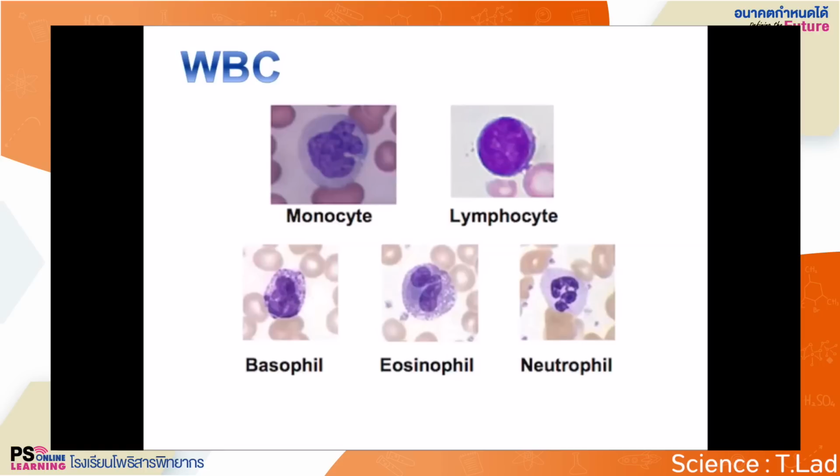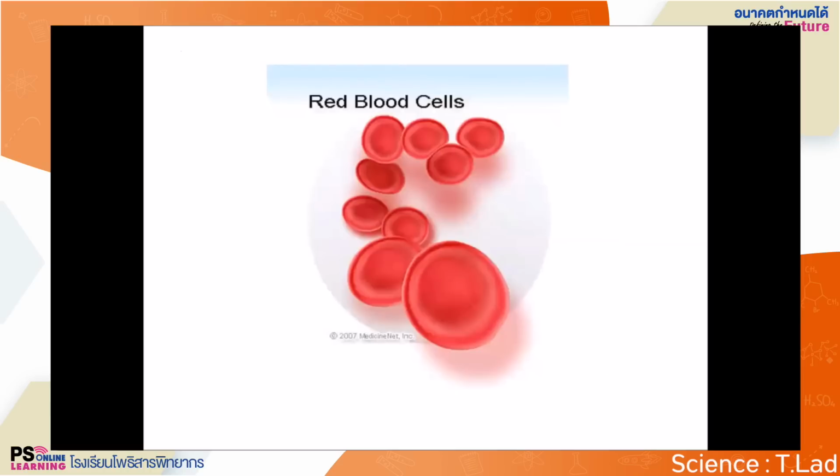So they are like the soldiers of our body. They protect us from harmful microorganisms or disease-causing microorganisms. How do they protect us? So some white blood cells can digest, can kill, or can dissolve these germs or viruses or bacteria to protect us from a disease.